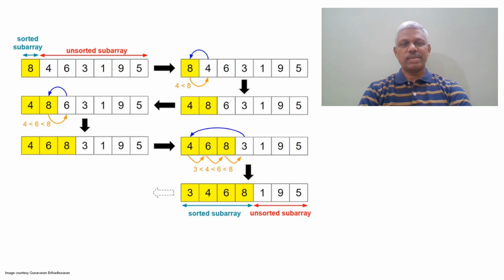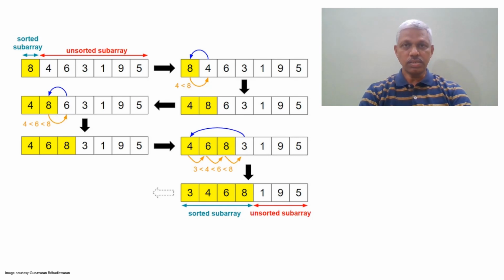Now we look into an example here. The array consists of 7 elements. The first element is 8; we leave it as it is. We start with the second element, 4. We compare 4 with 8. It is lesser than 8, so we swap it with 8, so that 4 becomes the first element and 8 becomes the second element in the sorted subarray. By this time the sorted subarray is 4 and 8, and the remaining array is unsorted.